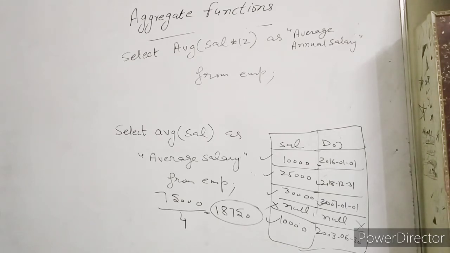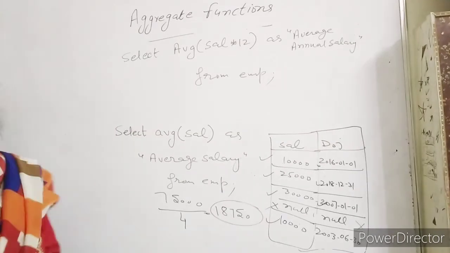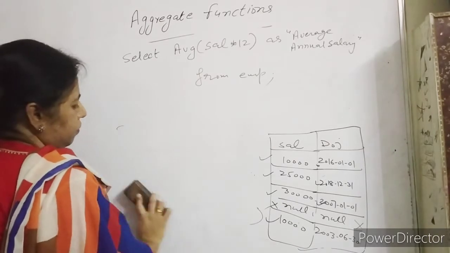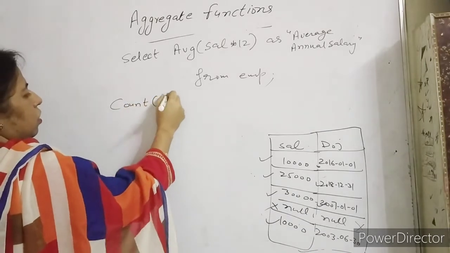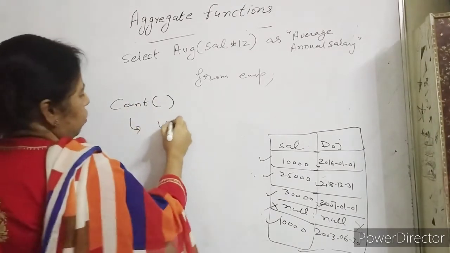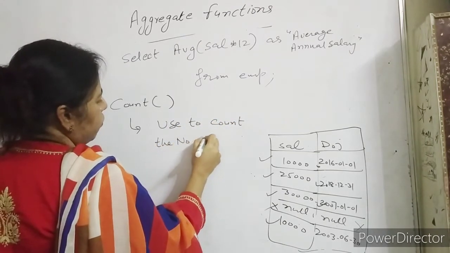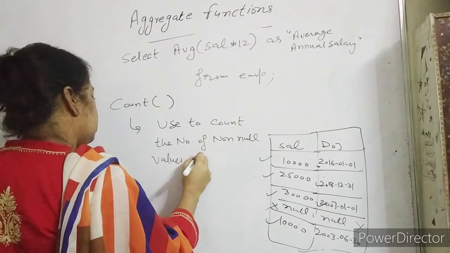Next function is count, the last function of this category. The count function is used to calculate the number of non-null values in a column.